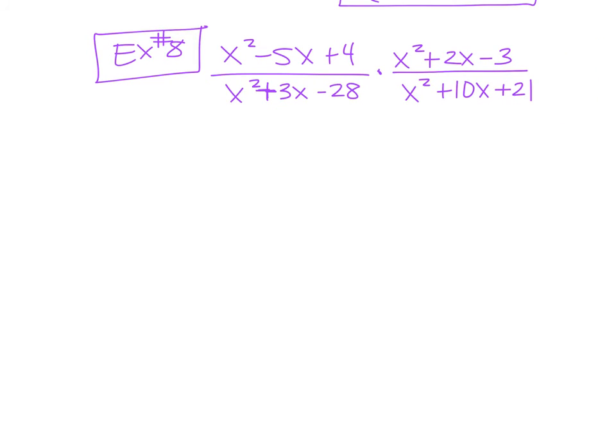All right, let's see how this goes. First of all, how many restrictions did you have? How many numbers? Not 5, 3 of them. You should have 3 numbers that are restrictions. Okay, so let's break this down, see what we got. What'd you get on top on the left? What can you multiply to get 4 that you can add to get negative 5? X minus 4 times x minus 1.